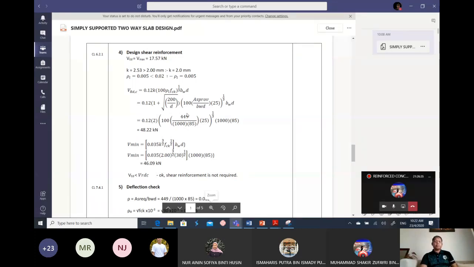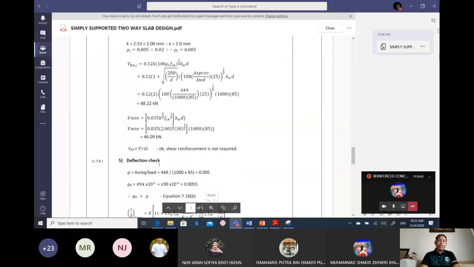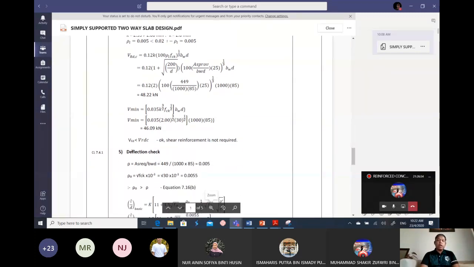So I got the answer VRDC here is 48.22, and then V minimum here is 46.09. Therefore, VED is less than VRDC. Therefore, the shear reinforcement is not required. Is it correct? If less than VRDC, shear reinforcement is not required. Can you please check for me?